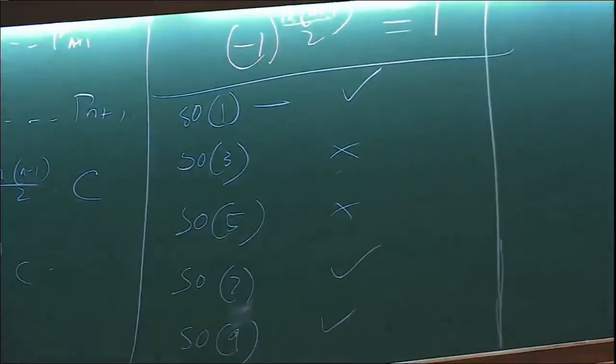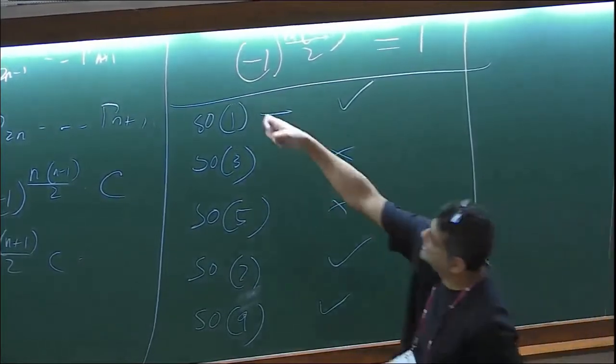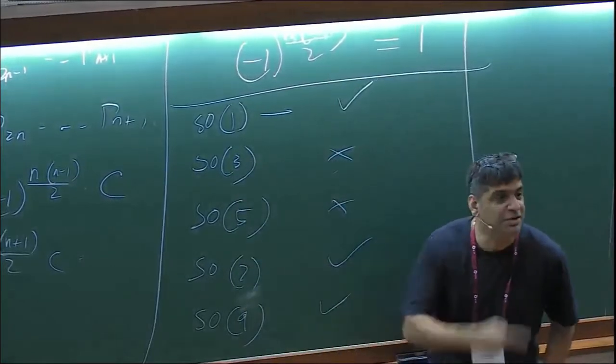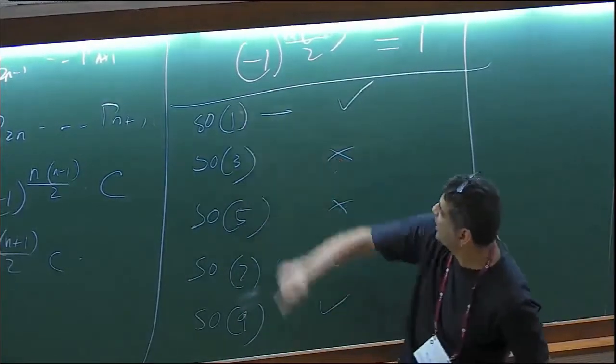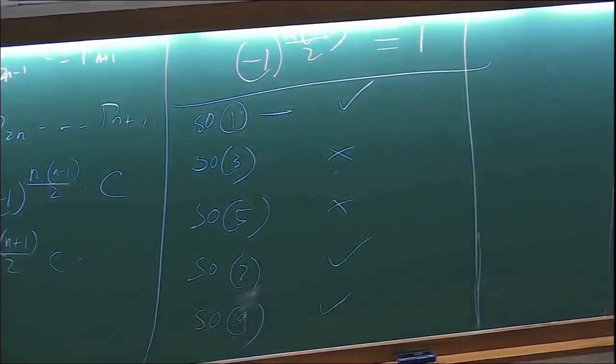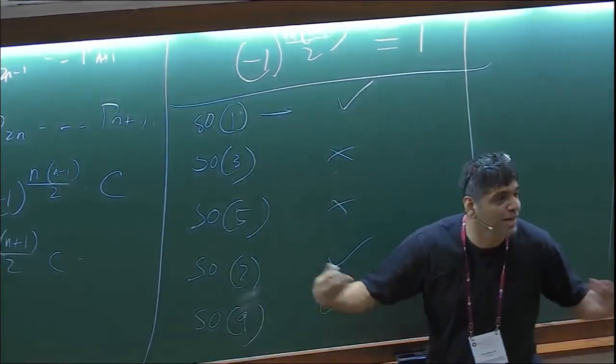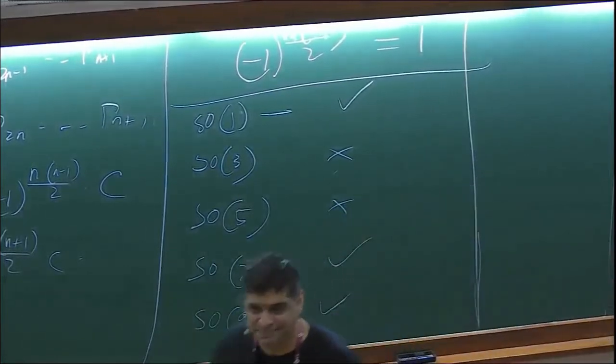Now something you can convince yourself is that this quantity has periodicity of 4 in n, or of 8 in the dimensionality. So though we've computed it for SO(1), SO(3), SO(5), SO(7), now you can just repeat the whole thing. SO(9) is the same as SO(1), SO(11) is the same as SO(3), and so on. This periodicity keeps going. So this table is sufficient with the periodicity to tell us for which odd dimensions real spinors exist.